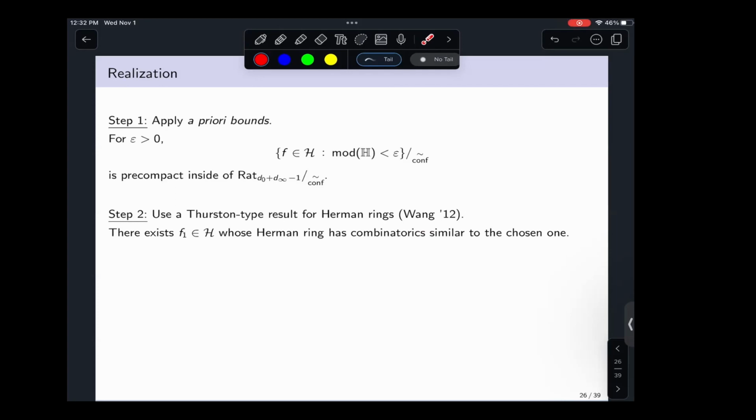And this, in our context, gives me the answer for the curly H, which is there exists a rational map whose Herman ring has the combinatorics similar to the chosen one. And what I mean by the chosen one is that, if I choose, say, the following combinatorics, say 1, 1, 2, and then 1, then I can get this rational map F1, and the space is going to look like the following. Basically, the one I drew before.